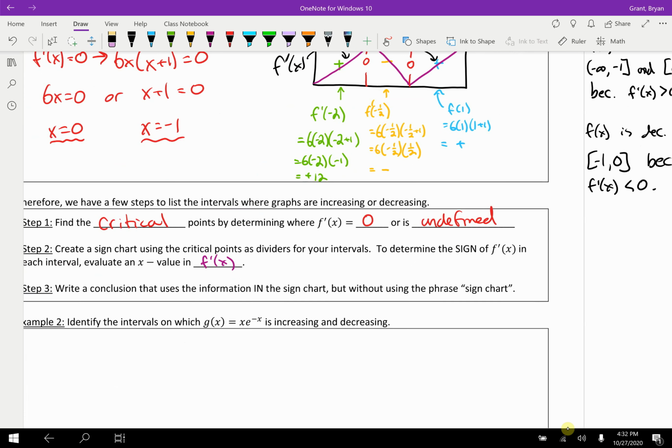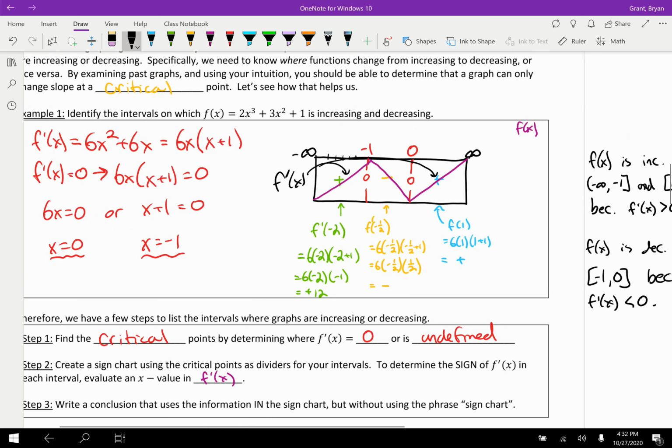So write a conclusion that uses the information in the sign chart, but without using the phrase sign chart. And that's it. It's a really easy way to organize your work and actually get everything that the AP exam requires. Now, let's make sure I actually got this right.